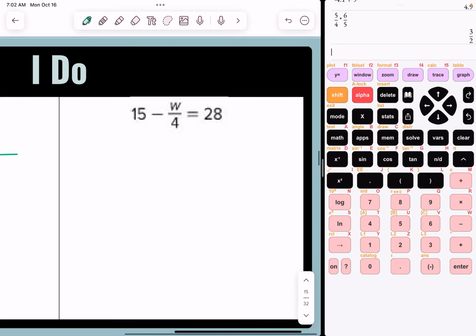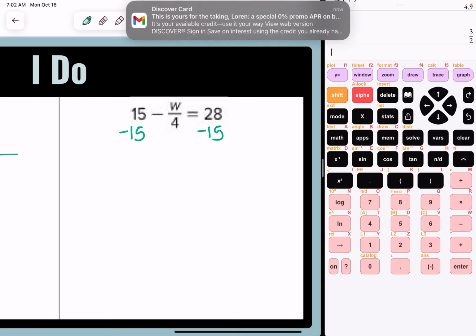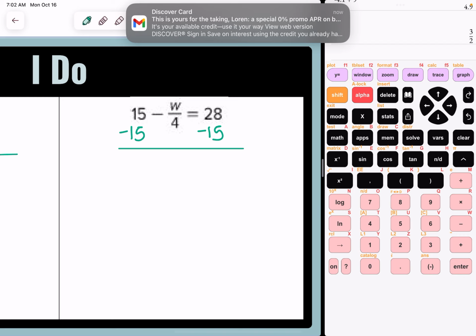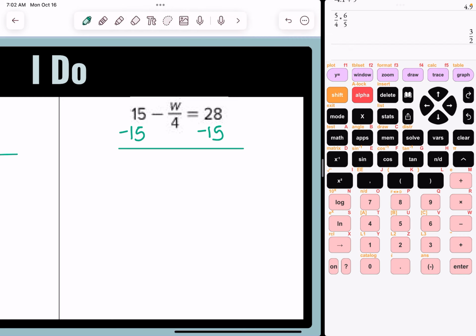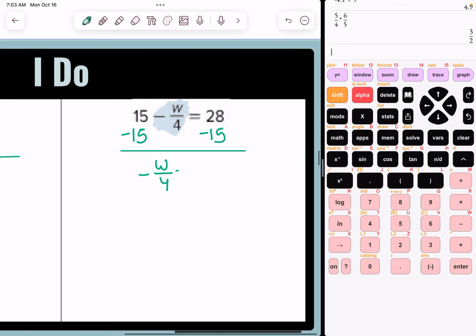Alright, the next one. I need to get rid of the 15. The 15 is positive, so I'm going to subtract 15 on both sides. That is because we leave this variable term by itself, and we see what else is on the same side as the variable term, the positive 15, so we subtract 15 on both sides. We are left with negative w over 4 equals 28 minus 15 is 13.